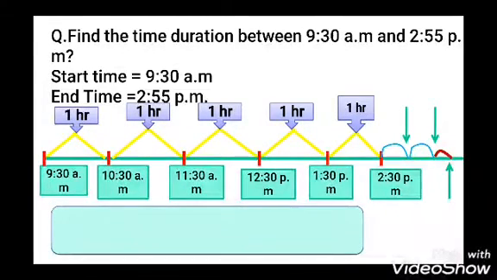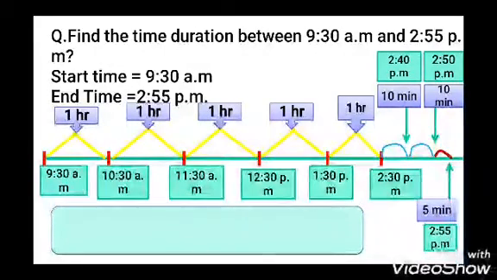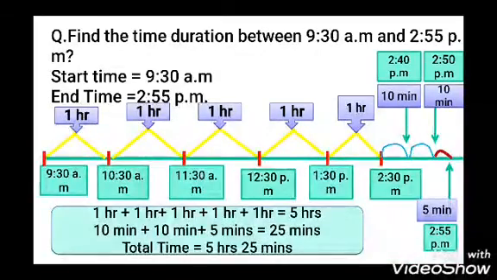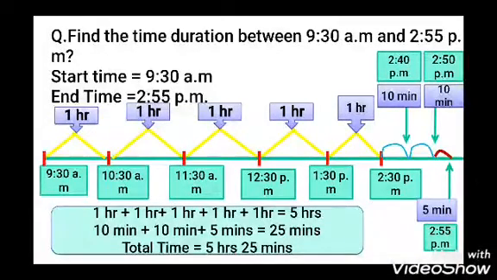Now we are going to find the difference in minutes. After 10 minutes the time will be 2:40 p.m. Again after 10 minutes the time will be 2:50 p.m. and then we make small rocks. This is 2:55 p.m. Now let us add all the hours, it is equal to 5 hours. All the minutes, 10 minutes plus 10 minutes plus 5 minutes, 25 minutes. So the total time duration between 9:30 a.m. to 2:55 p.m. is 5 hours 25 minutes.